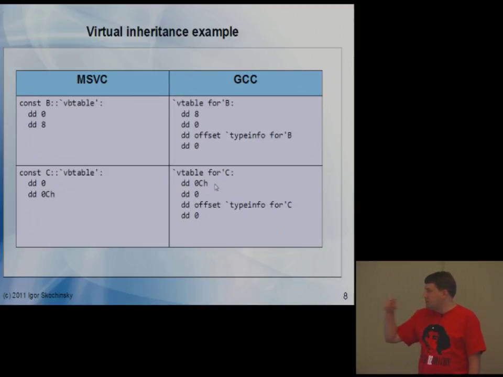And GCC does a similar table, but it's put in the virtual function table. In this case, we don't have any virtual methods, so the virtual function table is empty, but the offsets to virtual bases are there.